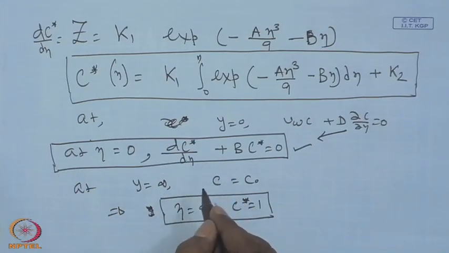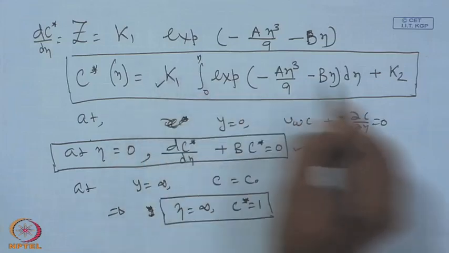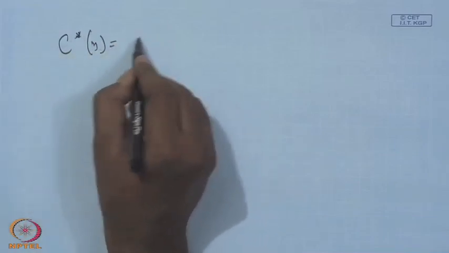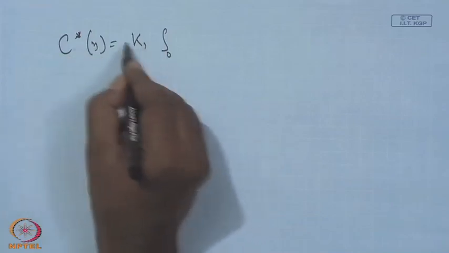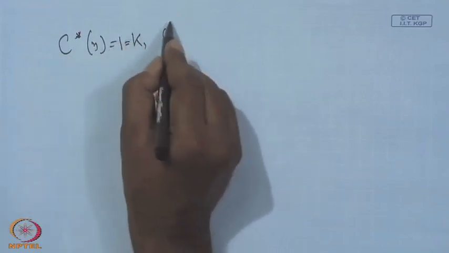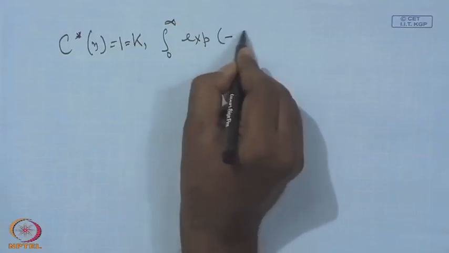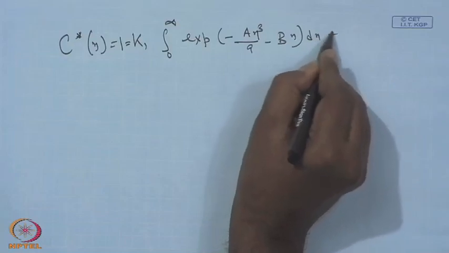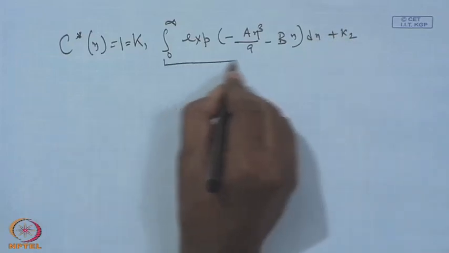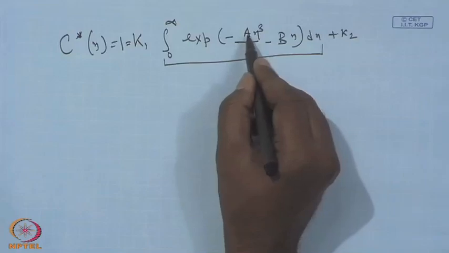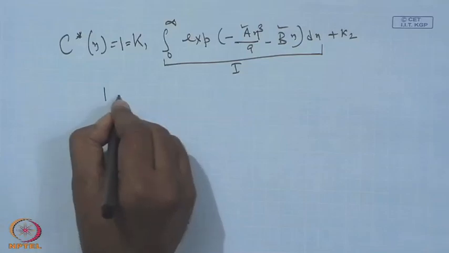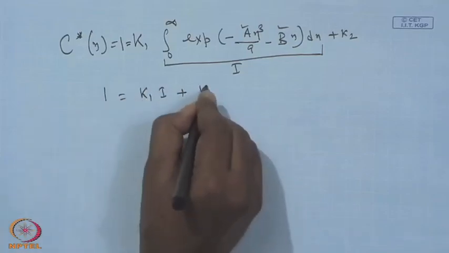Now, with the help of these two, one can evaluate the constants k 1 and k 2. If you do that, c star at eta equal to infinity is equal to 1. So, this becomes k 1 integral 0 to infinity of exponential minus a eta cubed by 9 minus b eta d eta, plus k 2. This is a definite integral because a is constant, b is constant. So, we call this constant I. So, 1 is equal to k 1 I plus k 2.